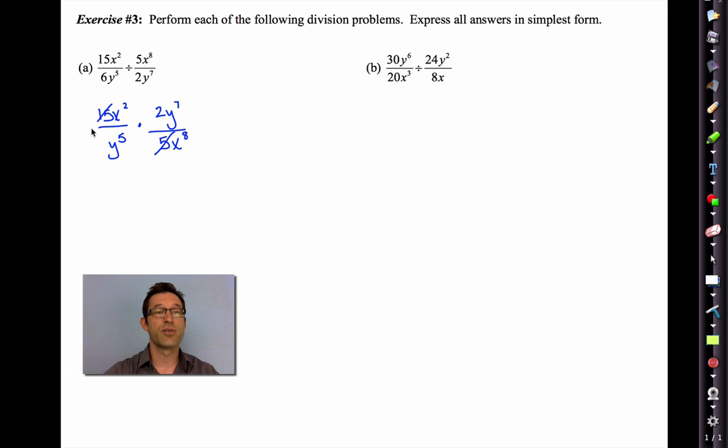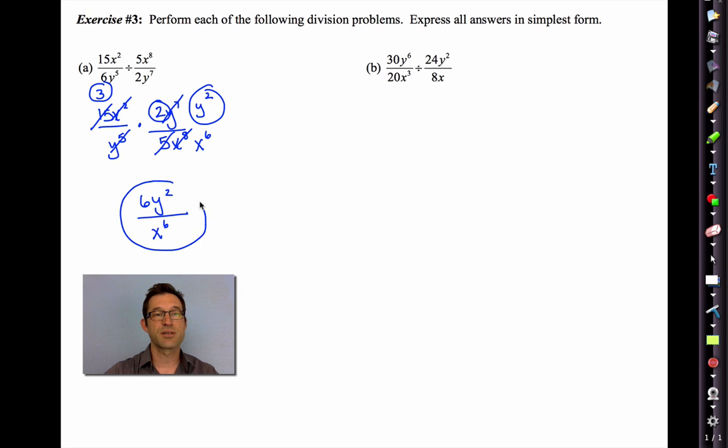We can cancel a 5 into a 15, leaving us with a 3. We can cancel an x squared with an x to the 8th, leaving us with an x to the 6th. We can cancel y to the 5th with y to the 7th, leaving me with a y to the 2nd. Once we've done that, we've canceled everything we can cancel. What do we have left? We have 3 times 2, which is 6, times y squared, and in the denominator, we just have that x to the 6th. All right, so the only additional part of division is changing it to multiplication.